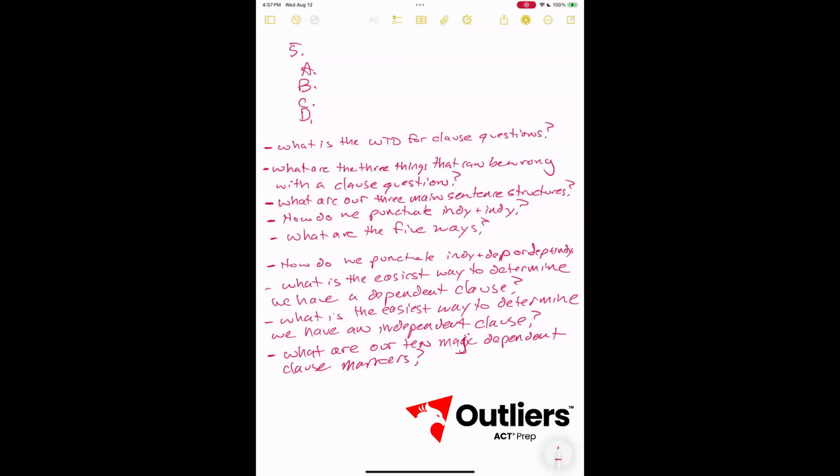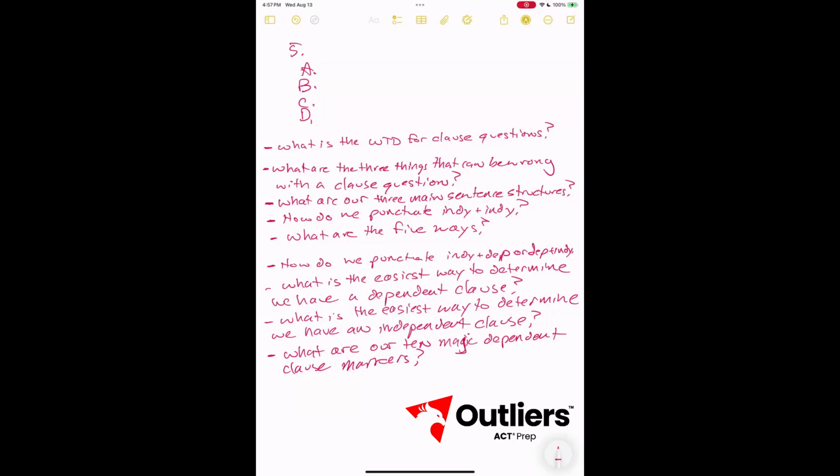So take a second, pause the video, and see if you can determine if there is an independent clause, or determine the sentence structure of these 2 clauses. All right, the sentence structure of these 2 clauses is dependent followed by independent. We know the first clause is dependent because it starts with when, which is one of our 10 magic dependent clause markers. The second one, most, is not a dependent clause marker. It's not one of our 10 magic words. Therefore, that is an independent clause. So the sentence structure is dependent followed by independent.